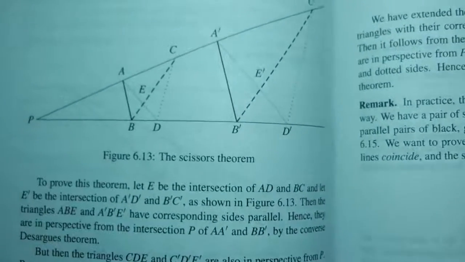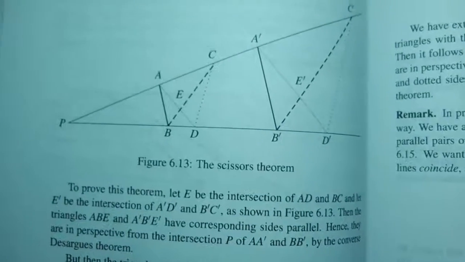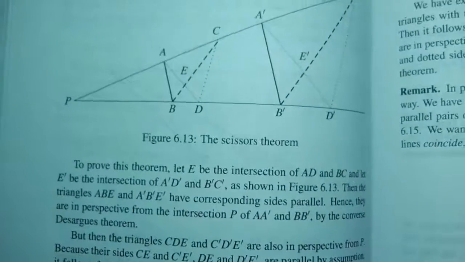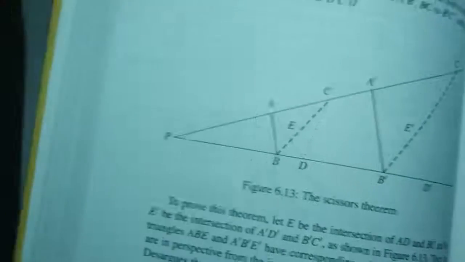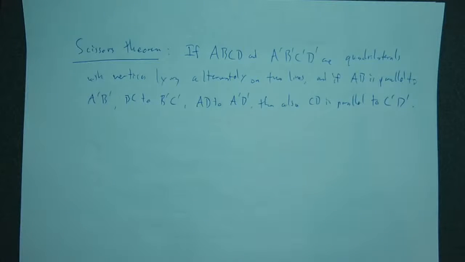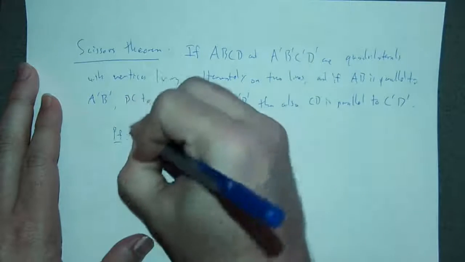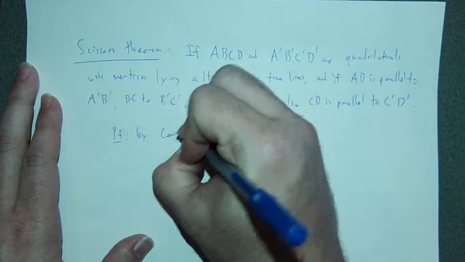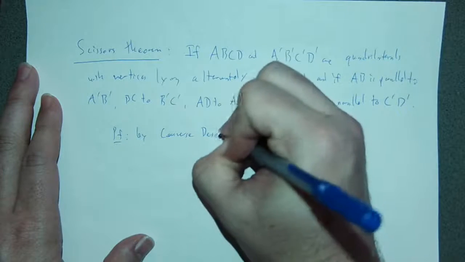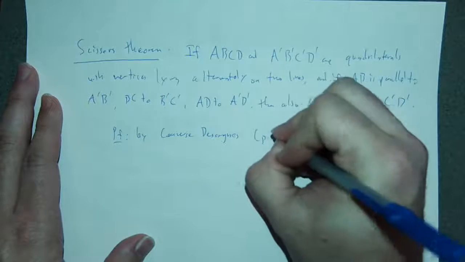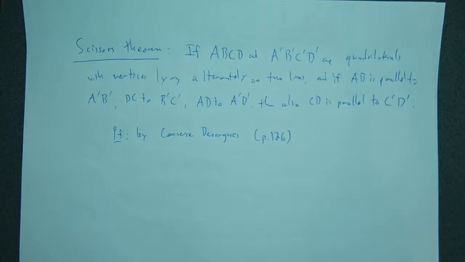What if you mix that up, right? What if the black, gray, and dotted lines are parallel? Are the dashed lines parallel? And the answer is yes. It just changes the picture a little bit, but the proof is basically the same. It's very similar reasoning. And so we can actually prove this by the Converse Desargues theorem. I'm not going to go through this, but this is in your textbook. So the proof is by Converse Desargues. This is page 126 in your textbook.